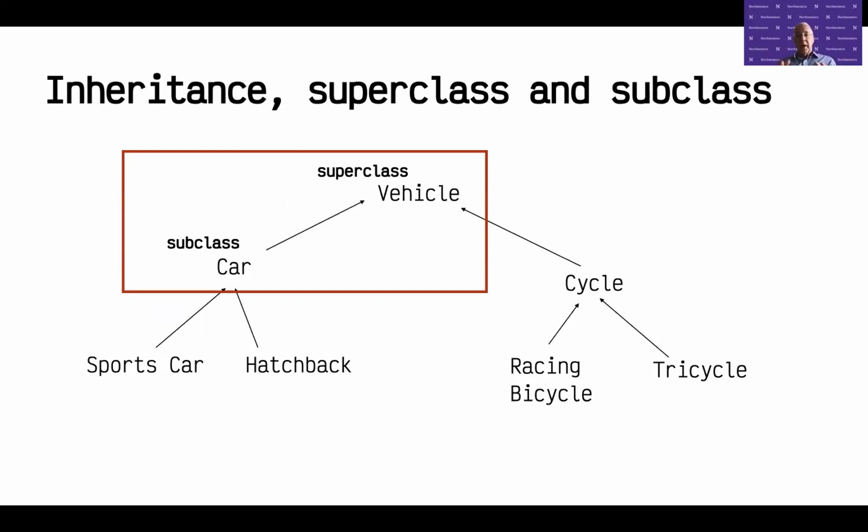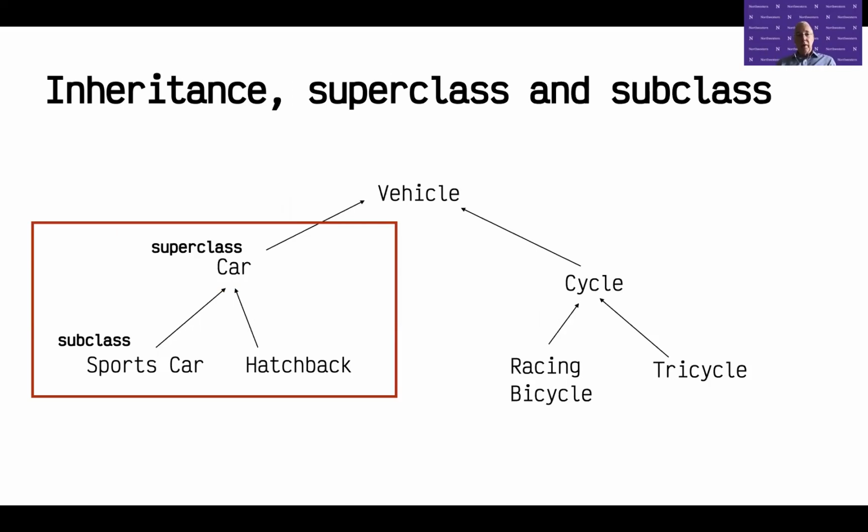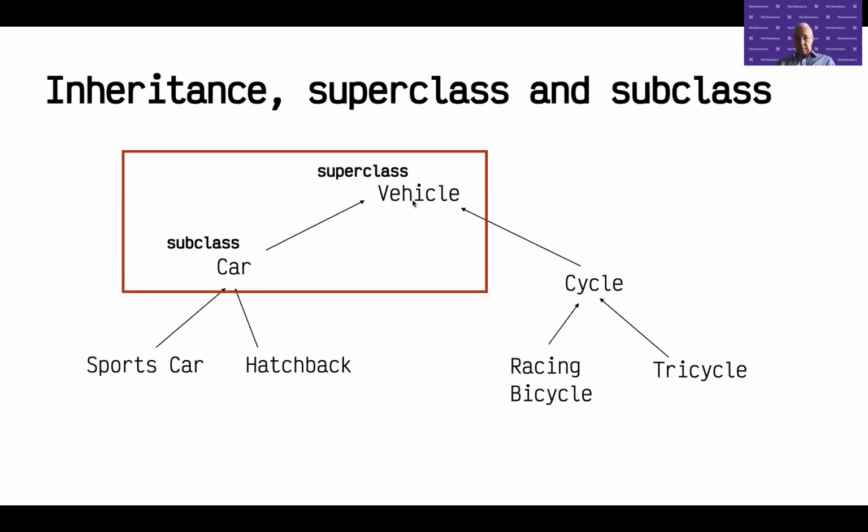Now, the other term that I want to just throw out there, because you will see this all over the place, is what is called a superclass and a subclass. So what this means is that if car inherits from vehicle, the car is a subclass and the superclass is vehicle. But if we go down a level, it's all relative. So here, the sports car is a subclass to car. Car is a superclass to the sports car. But it's a subclass to whoever it inherits from, that's the superclass, and then it itself is considered the subclass.